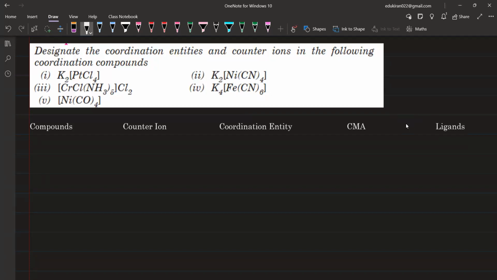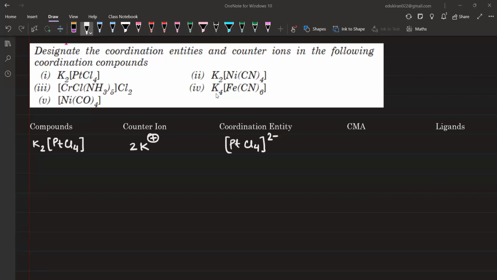So the first compound that we have is K2PtCl4. Now you tell me, what is the counter ion? What is apart from the square bracket? K2. Yes, K2, but it is 2K positive, you have 2 potassium ions. Now what is the rest? What will come in the coordination entity? PtCl4. To balance the charge of 2K positive, you will have 2 negative here. Correct? Yes or no?